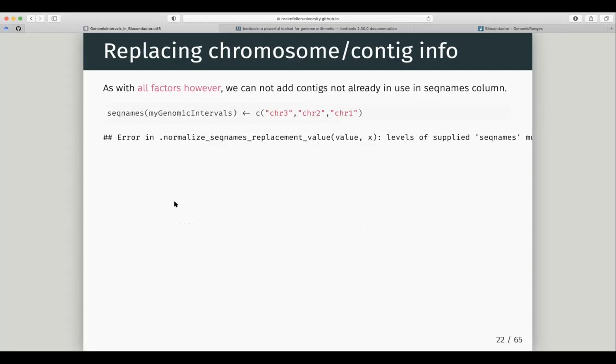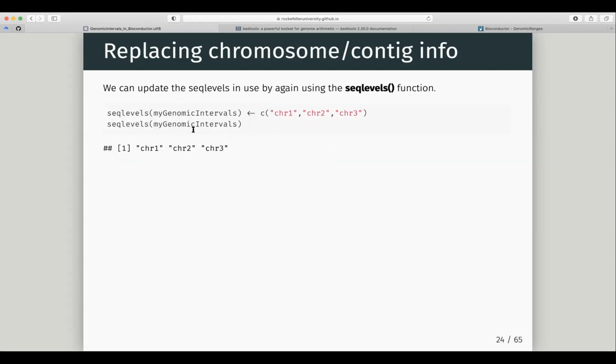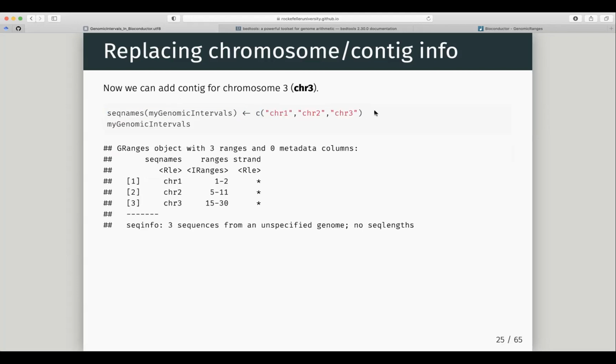Without doing this, I'm going to get this error, and you're going to see this a lot if you try and replace things in GRanges. So we can easily solve that the same way we solve it for normal factors. We just need to change levels to seqlevels and update the actual levels in our factor object.